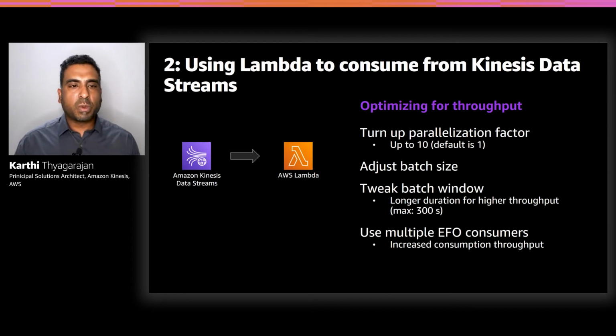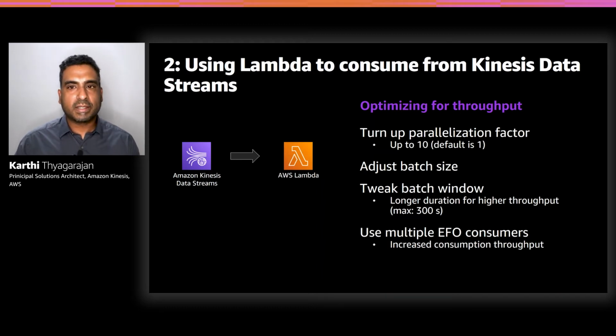So far, the settings we've discussed on this slide have to do with optimizing for throughput within a single application. And it should come as no surprise, based on our last scenario, that if you want to increase consumption throughput across multiple consumers, you would use enhanced fanout, all the way up to 40 megabytes per second for a single shard by using up to 20 enhanced fanout consumers.